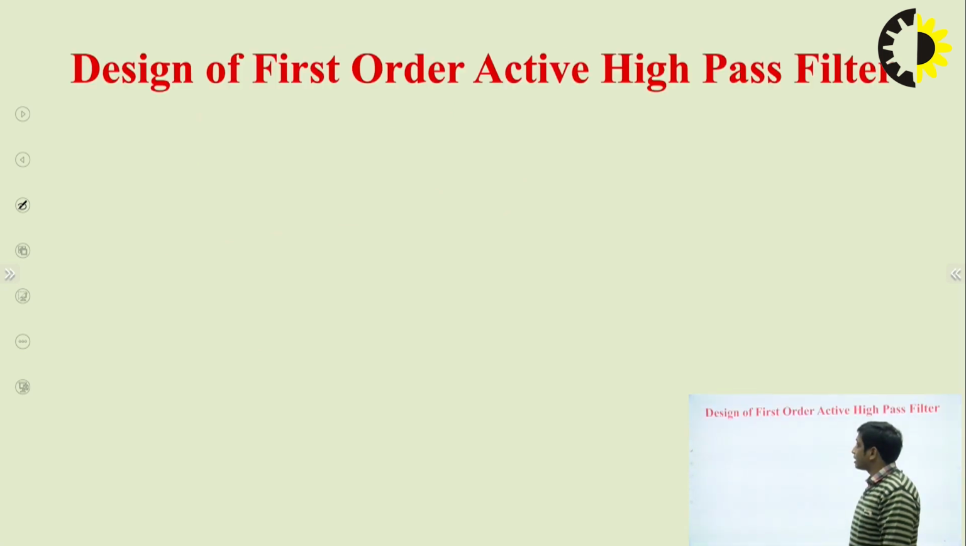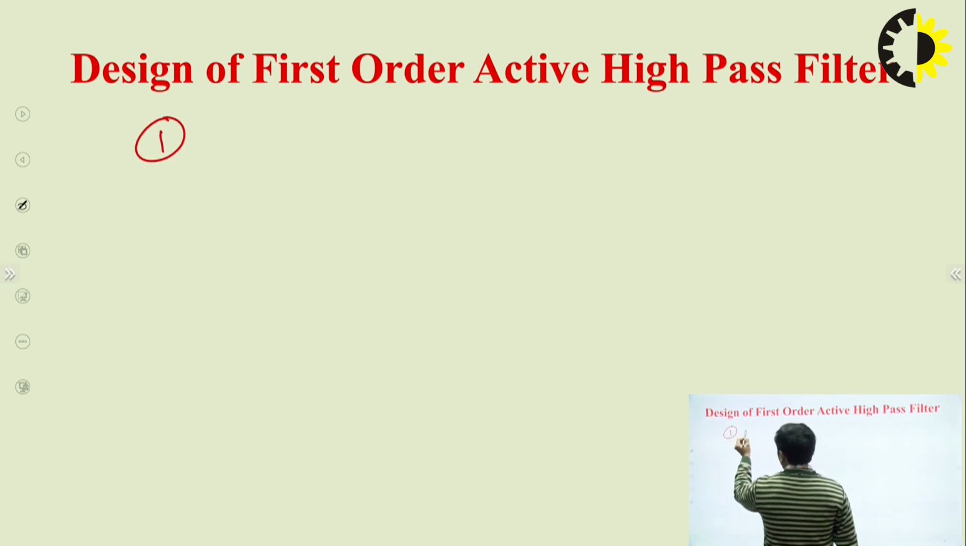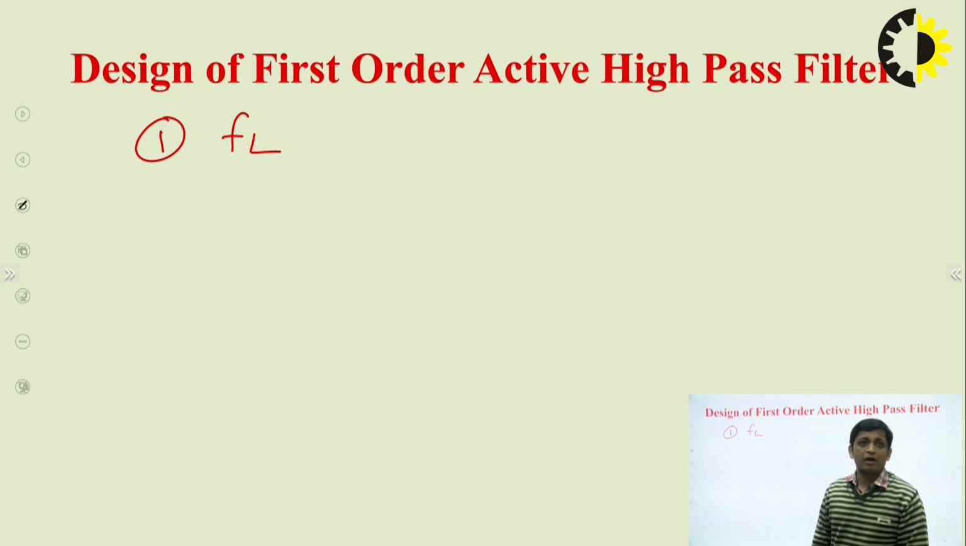Now come to the design problem of the first order active high pass filter. So how do we design a first order active high pass filter? Firstly I am going to discuss the design steps, and after that I will discuss one numerical based on first order active high pass filter. See, the design steps are almost the same as you have done in the first order low pass filter. Fine. So step 1 is to decide for which cutoff frequency you are going to design that filter, FL. Normally in the numericals, FL is given.